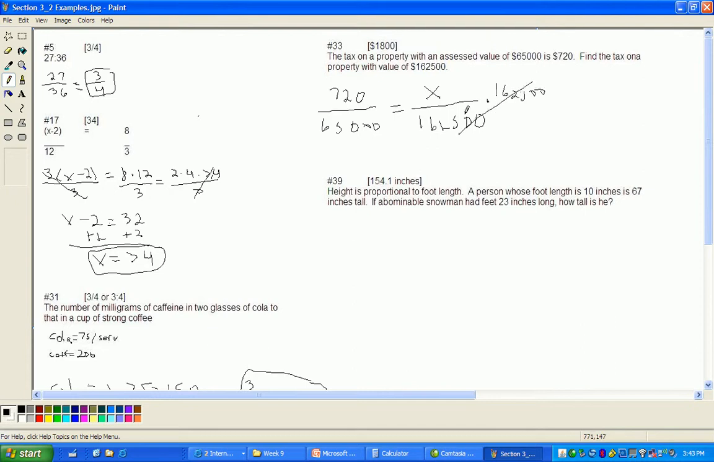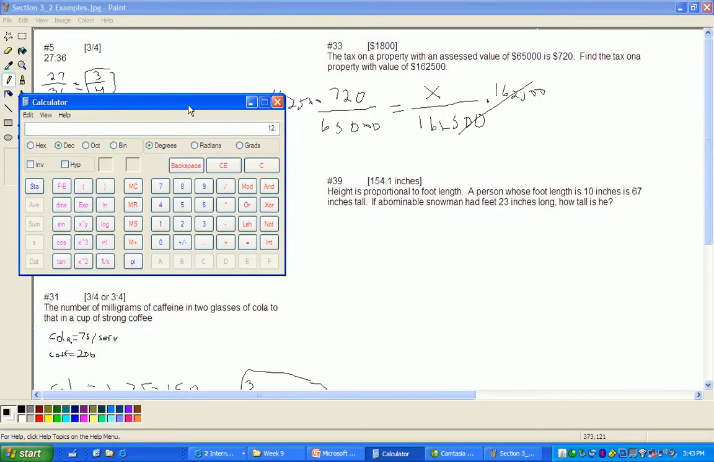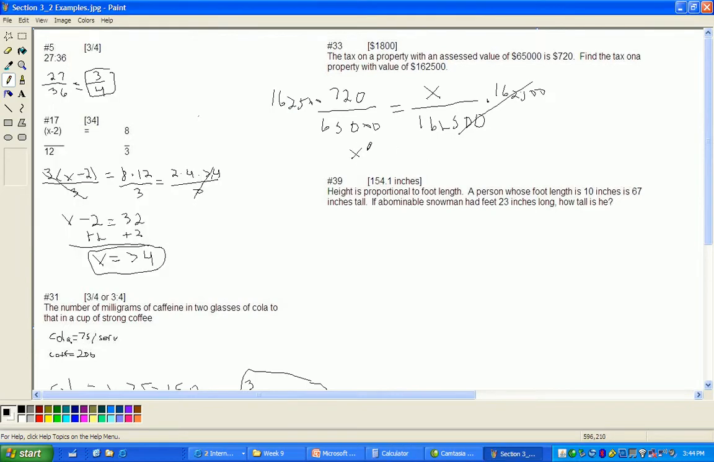We can use our calculator to figure this out. So 162,500 times 720 divided by 65,000 is equal to 1,800. So x is equal to $1,800 is the property tax we pay on something that's worth $162,500. Of course, that matches the answer in the back of our book.